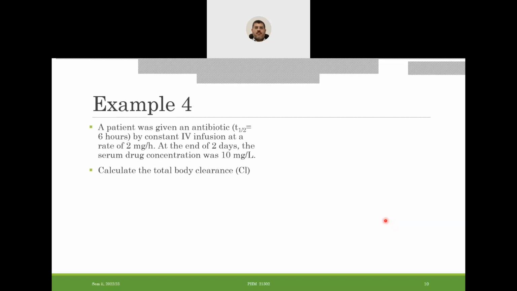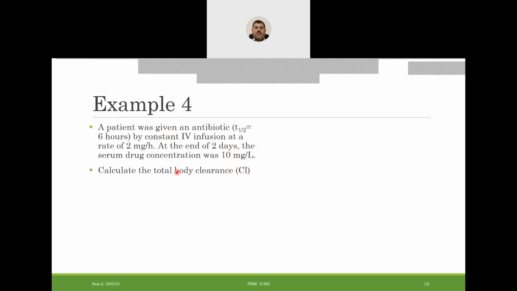Another example. A patient was given an antibiotic by constant IV infusion at a rate of 2 milligram per hour. At the end of 2 days, the serum drug concentration is 10 milligram per liter. Calculate the total body clearance. Clearance is simply K times volume of distribution.